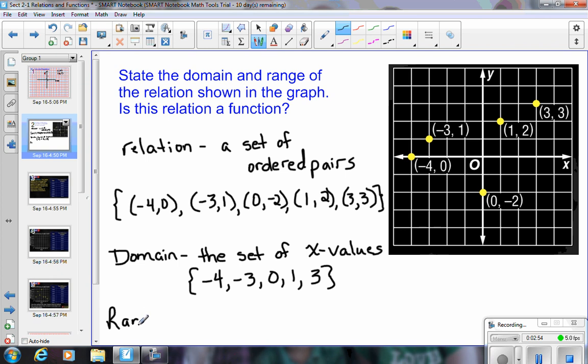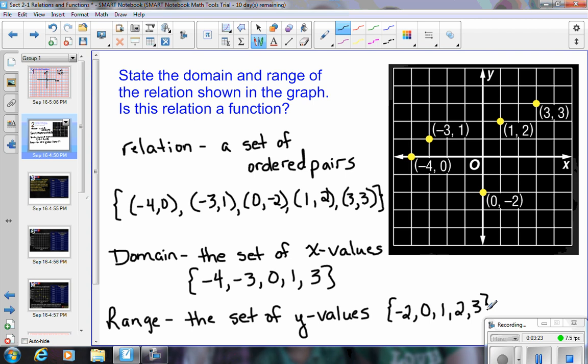The range are all of the y values. So I'm going to start at the lowest number and move my way up. So I'm looking at the second number in each ordered pair. So we have -2, 0, 1, 2, and 3. And that's our range. Now the next question: is this relation a function?